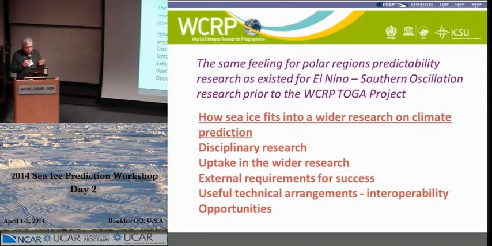So there is some disciplinary research that you are doing. This research has to be uptaken in some prediction activities, for example, experimental prediction activities. There are some external requirements for success of this research, and there are some arrangements that need to be followed or established to make it successful. And of course, there are some opportunities. I would like to just have a few slides about this.